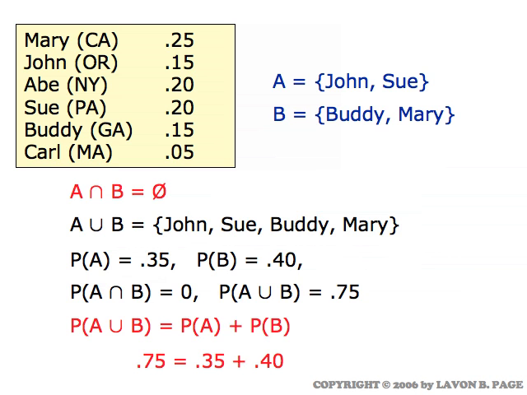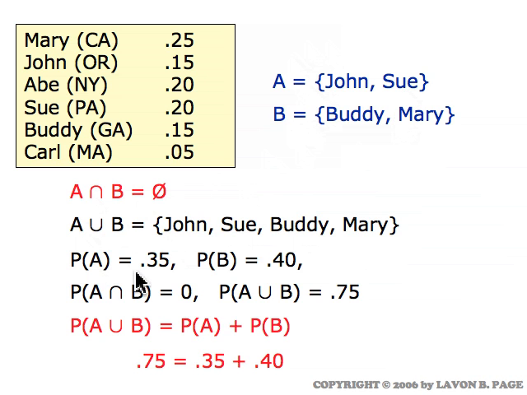Now let's look at a few other events in the context of this sample space. Let's say A is the event that either John or Sue wins the election, and B is the event that Buddy or Mary win the election. Notice that there's no overlap between A and B. These two sets don't overlap. Their intersection is empty. Remember, that's described by saying that A and B are disjoint events or that they are mutually exclusive events. The union of the two would be John, Sue, Buddy, and Mary.